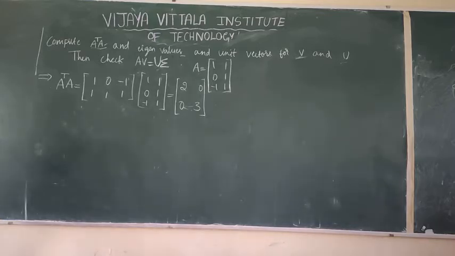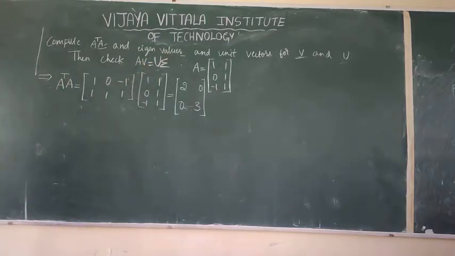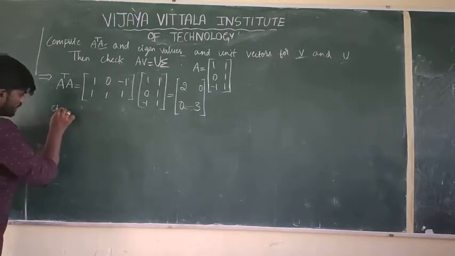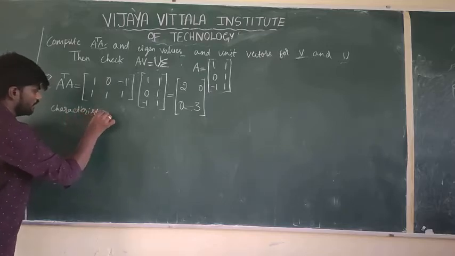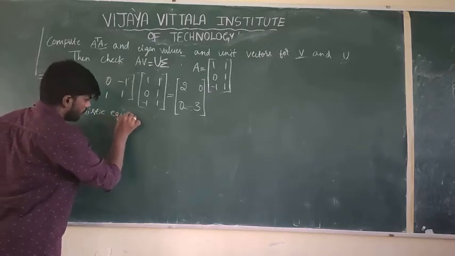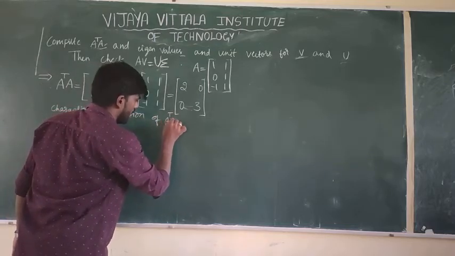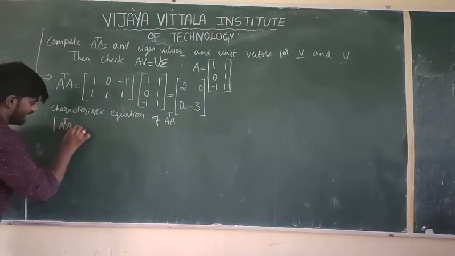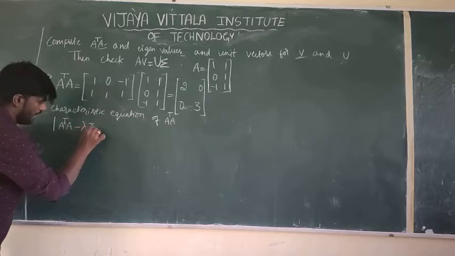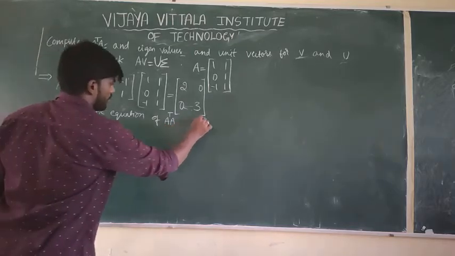In the next step, we have to find the eigenvalues for this matrix. To find eigenvalues, we need the characteristic equation. The characteristic equation of A transpose into A is nothing but determinant of A transpose A minus lambda into I equals 0. This is A transpose into A.